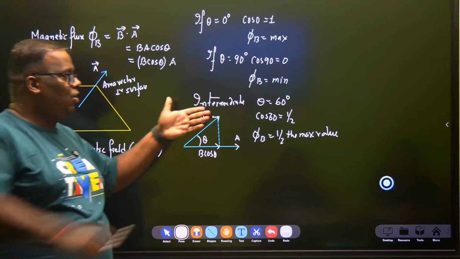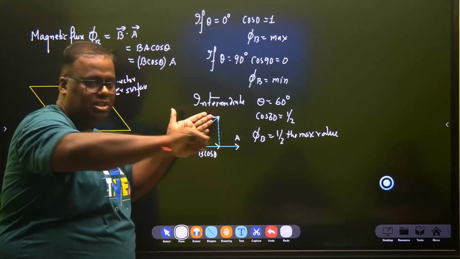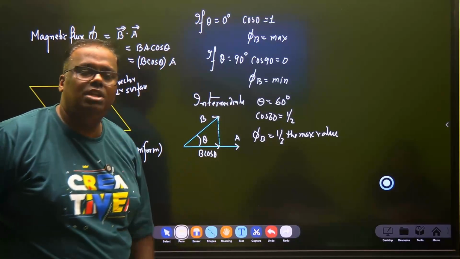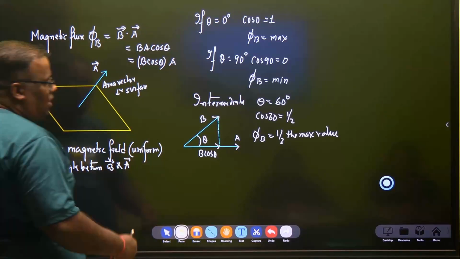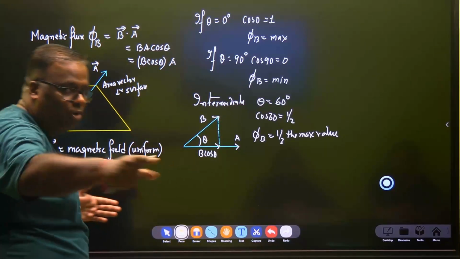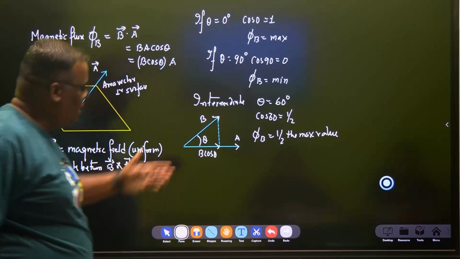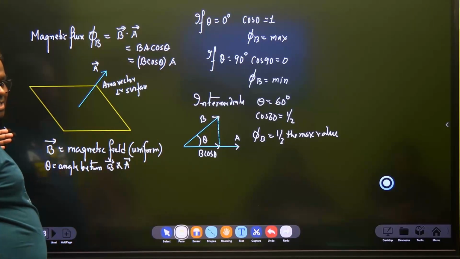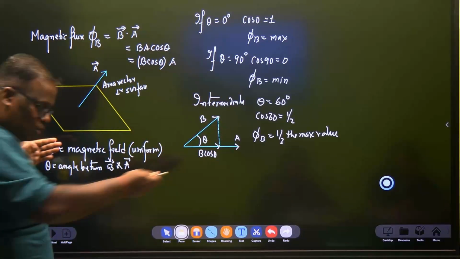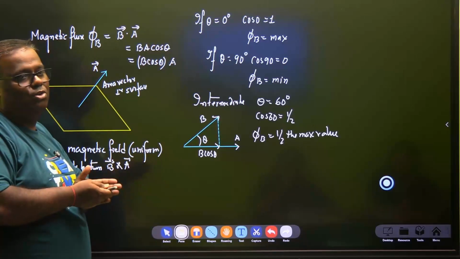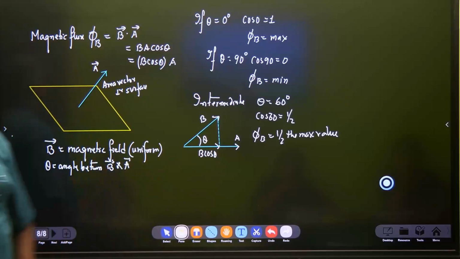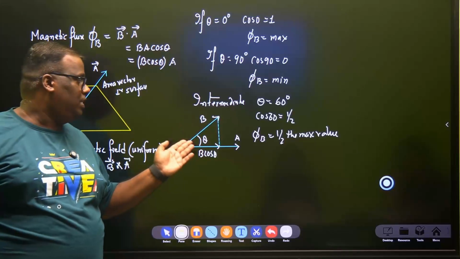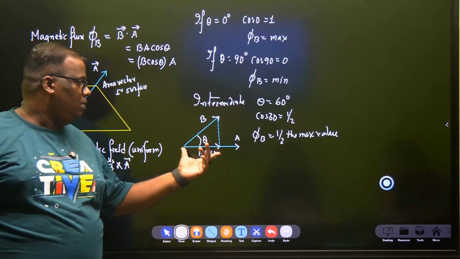That means if your A vector is like this and B cos theta is like this, then there won't be any rain. And how are you capturing rain? Area vector should point towards you and B vector should also be the same. So that's why between B cos theta and A there is 0 degree. If it is 90, it will not do. So if it is an oblique angle, only B cos theta.